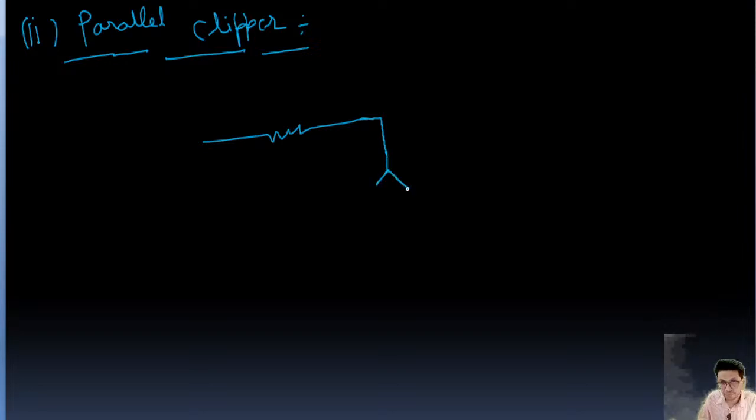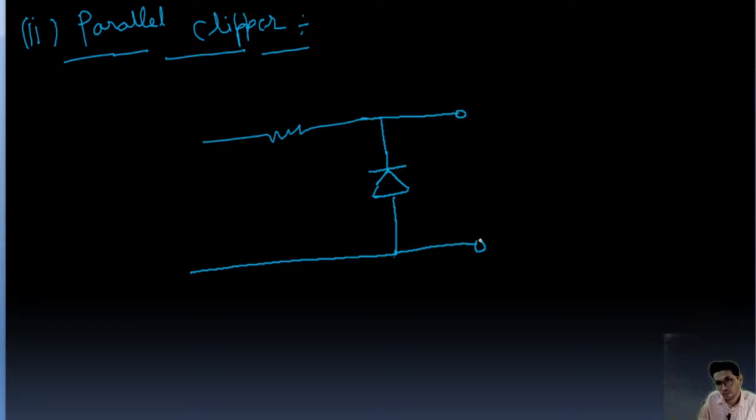So this is like this. This is the resistance, and this is going to be negative. This is P, and this is N. So this is the parallel clipper, guys. For it also there would be two conditions: what will be the condition for the positive half cycle, and what will be the condition for the negative half cycle.